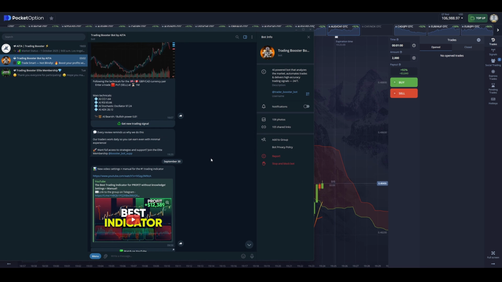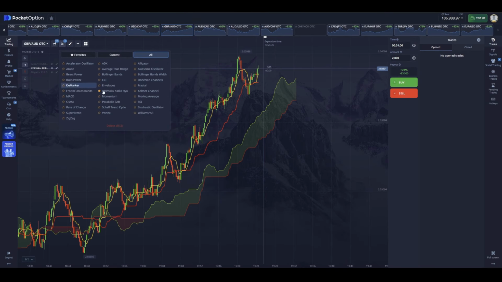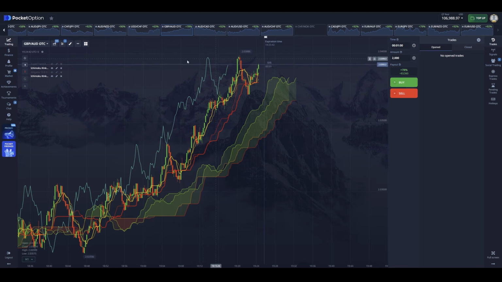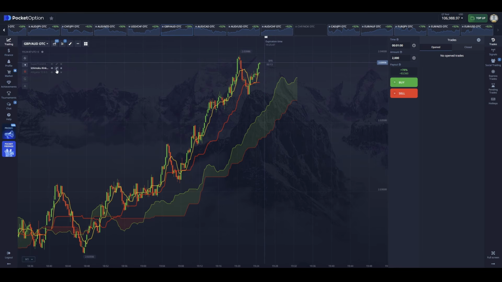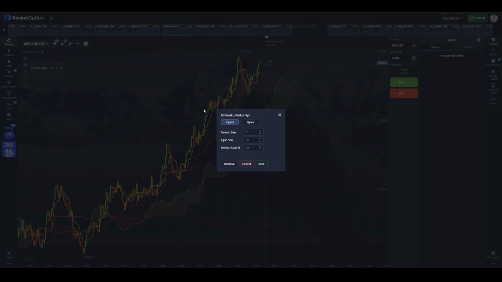But now, let's move on to setting up and adding this indicator. How do you add this indicator? We go to the indicators section, and here we'll find Ichimoku Indicator. We add it. By default, it has slightly different settings that don't suit us. So, to configure it, we click here on the little pencil icon. Next, click the pencil icon again, go to all the parameters, and set them to 7, 32, and 54.